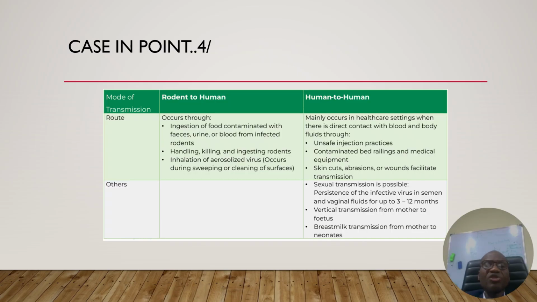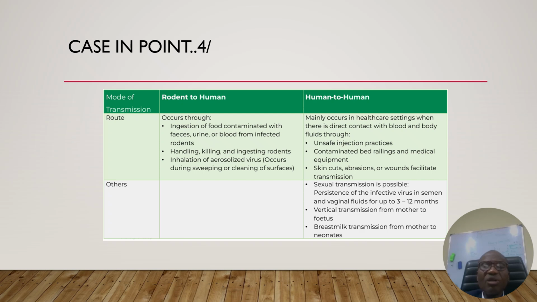The route of transmission is usually through eating food contaminated with feces, urine, or blood from infected rodents, handling, cleaning, and ingesting rodents, inhalation of aerosolized virus, and sweeping or cleaning of surfaces. Well, these are areas for research actually. Inhalation is not yet accepted as a prominent mode of transmission.